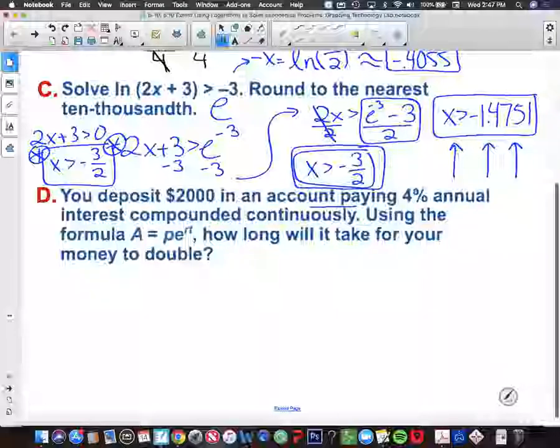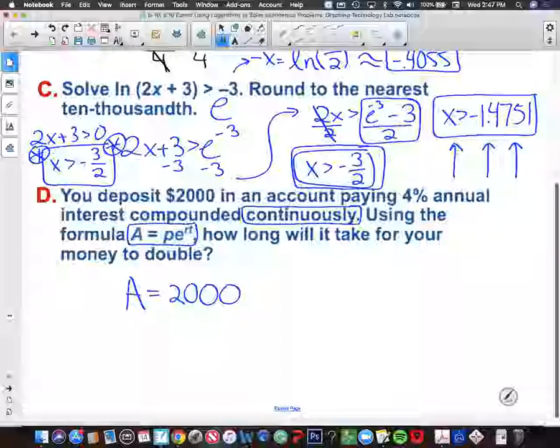So remember when we see continuous, that means that's Euler's number coming into play. That's the PERT formula. Okay, PERT is the continuous compounded interest formula. So we just plug stuff in. A is what we're looking to find. So you put money in there, you look and see how much you get out. A is what we're going to get out. So we're going to have A equals, P is my principal, so we're putting $2,000 in there. And our account pays us 4% annual interest.